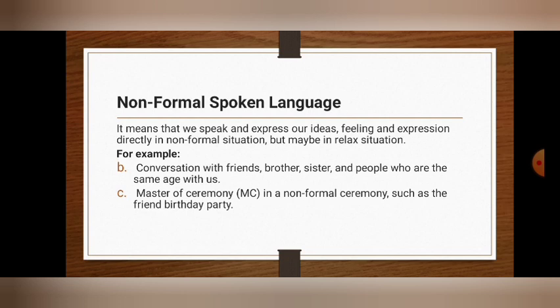For example, conversation with friends, brothers, sisters, and people who are the same age as us. And then master of ceremony in a non-formal ceremony, such as a friend's birthday party.